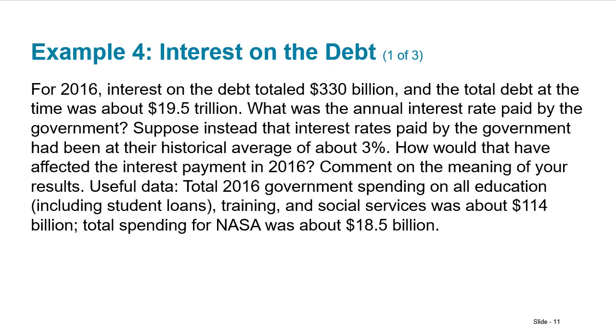For 2016, interest on the debt totaled 330 billion, and the total debt at the time was about 19.5 trillion. What was the annual interest rate paid by the government? Suppose instead that interest rates paid by the government had been at their historical average of about 3%. How would that have affected the interest payment in 2016? Comment on the meaning of your results.